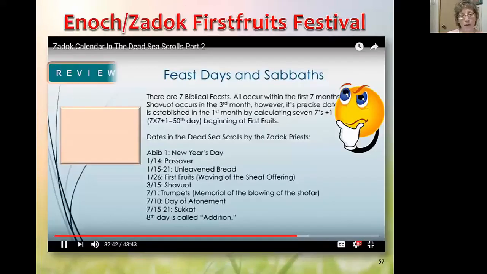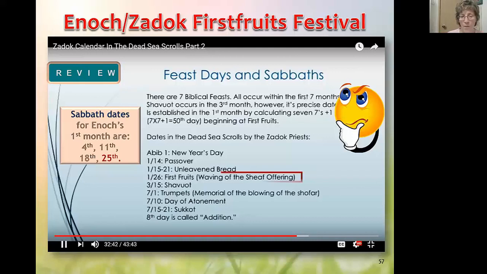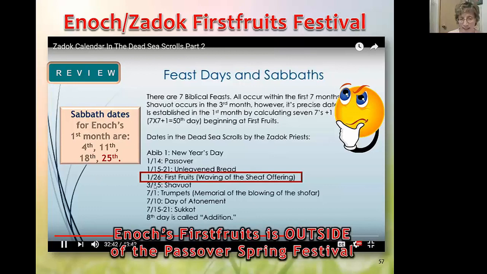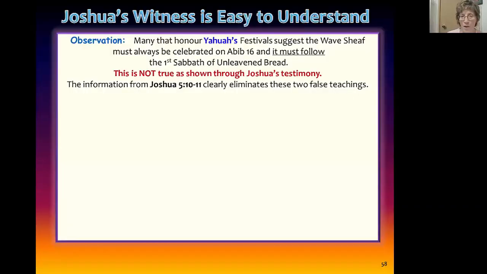Here's the proof from one of the popular Enoch Zadok teachings of the First Fruits Festival. The Sabbath dates for the first month were 4, 11, 18, and 25. He says that 26 is the first fruit, and it's outside of the Passover for the Spring Festival. Cannot find this in Scripture. It is nowhere.